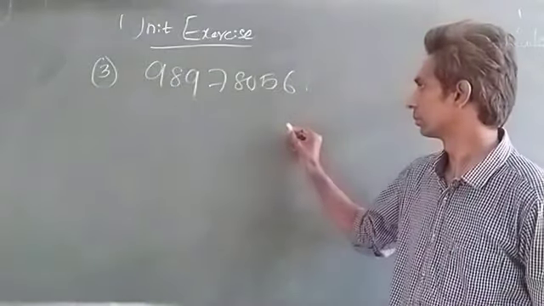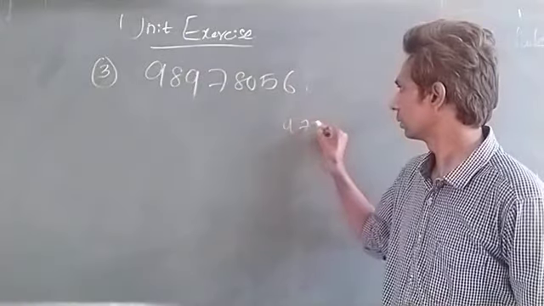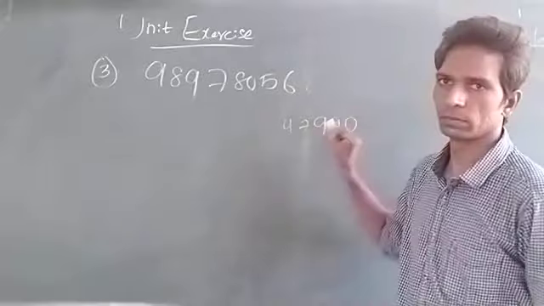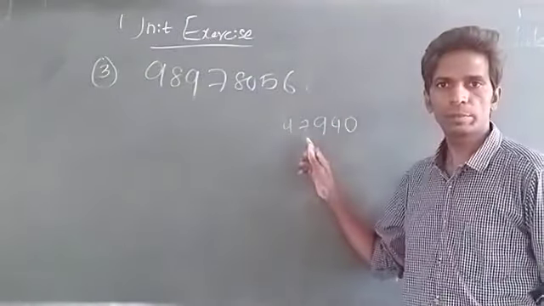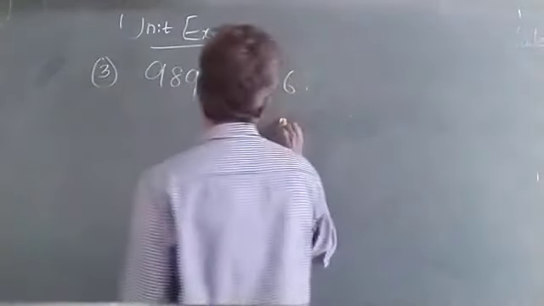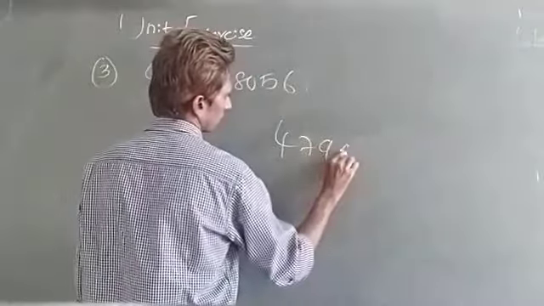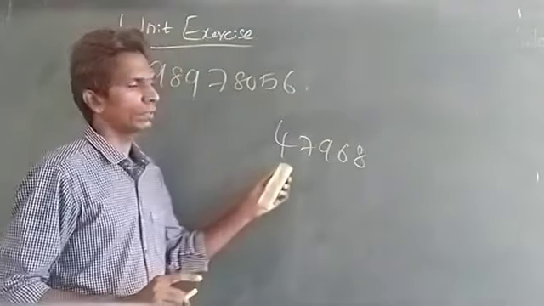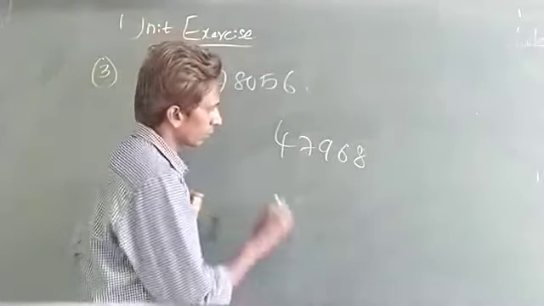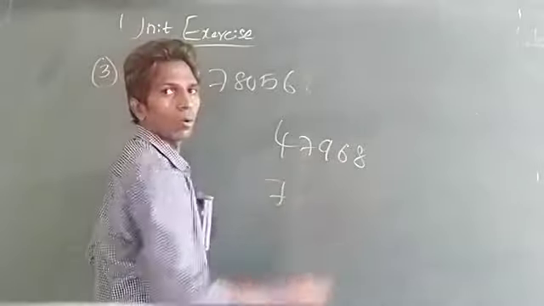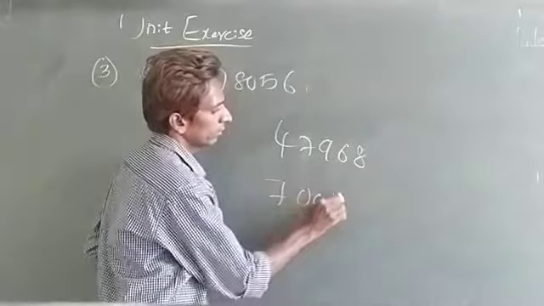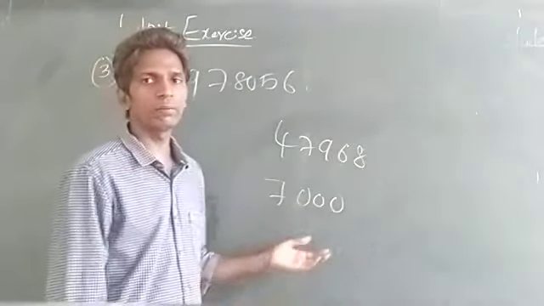Let us see one example. 4, 7, 9, 4, 0. So that is the number. What is the place value of 7 in this number? I am taking 7. After 7, how many digits are there? 1, 2, 3. So you want to put that many zeros. So it will become 7000.